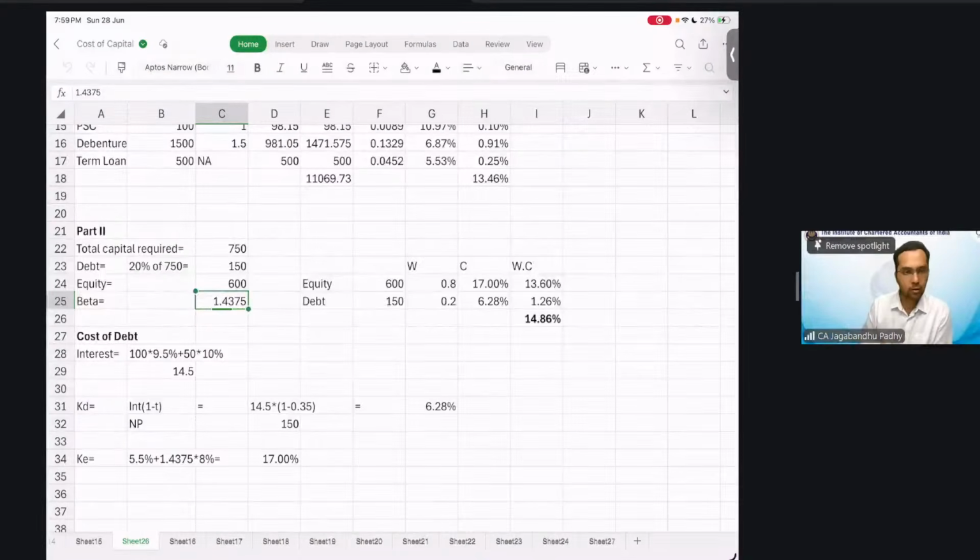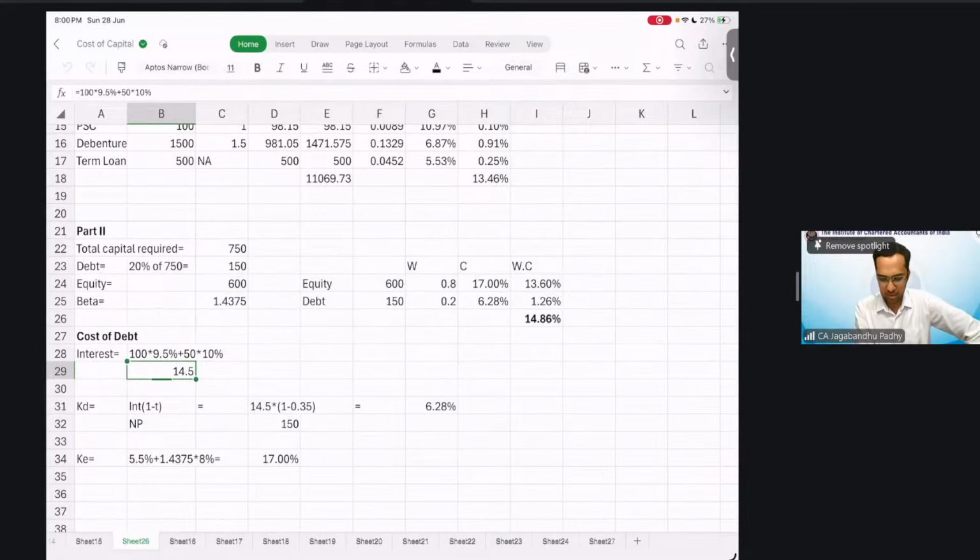Based on that new beta, you calculate the new KE. And interest rate also, they have said that up to 100 crores, it's going to be 9.5%. And any amount you borrow above that, that's going to be 10%. So we are just taking the weighted average number over here. So 100 into 9.5% plus 50 into 10%, right? So that gives you the amount of interest as 14.5. And that 14.5 is used to calculate the cost of debt. Marginal is nothing but additional money which you want, additional money which you are raising. What is the cost for that?